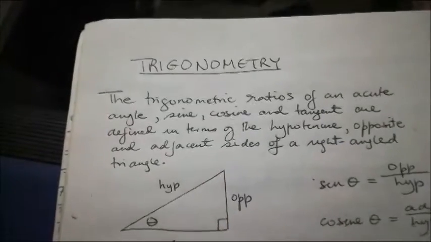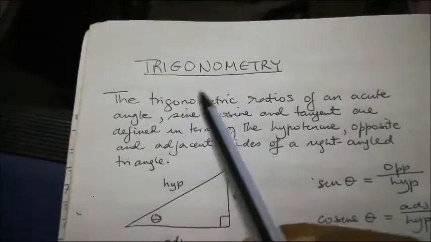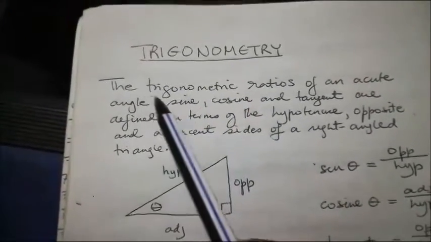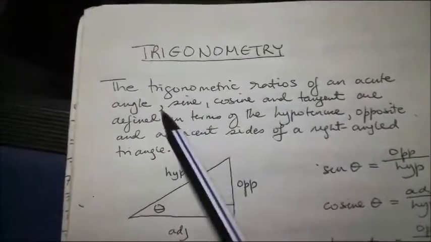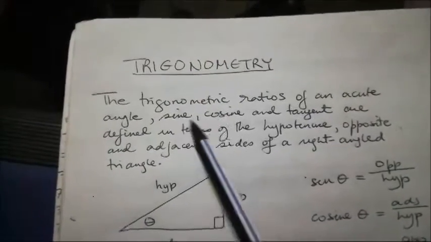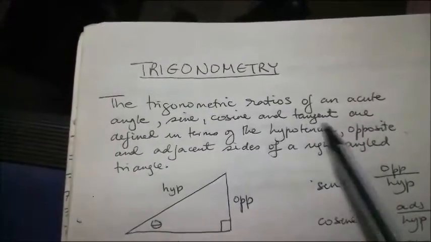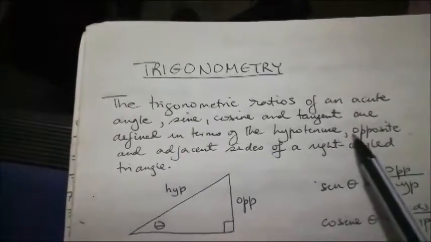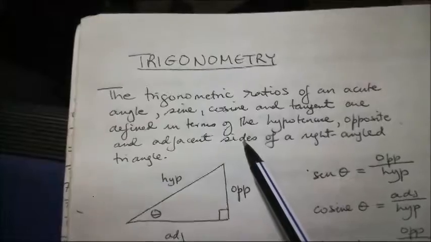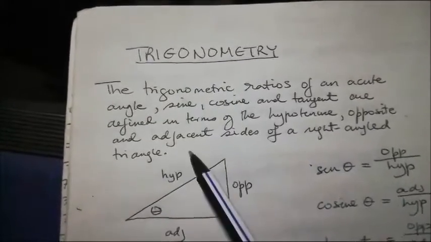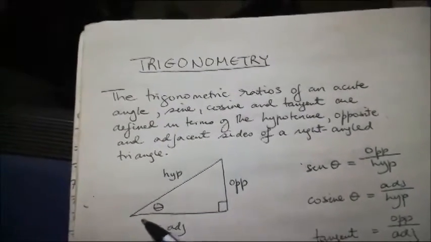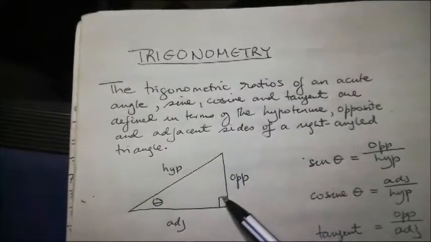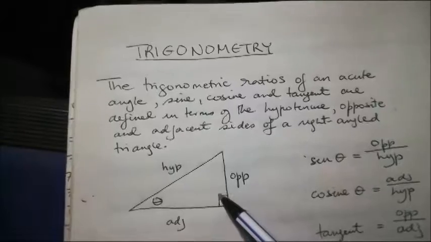Good morning students. Today we want to look at trigonometry, an introduction. The trigonometric ratios of an acute angle, that is sine, cosine, and tangent, are defined in terms of the hypotenuse, opposite and adjacent sides of a right angle triangle. So you should be familiar with a right angle triangle, where this symbol here indicates it's a right angle triangle.